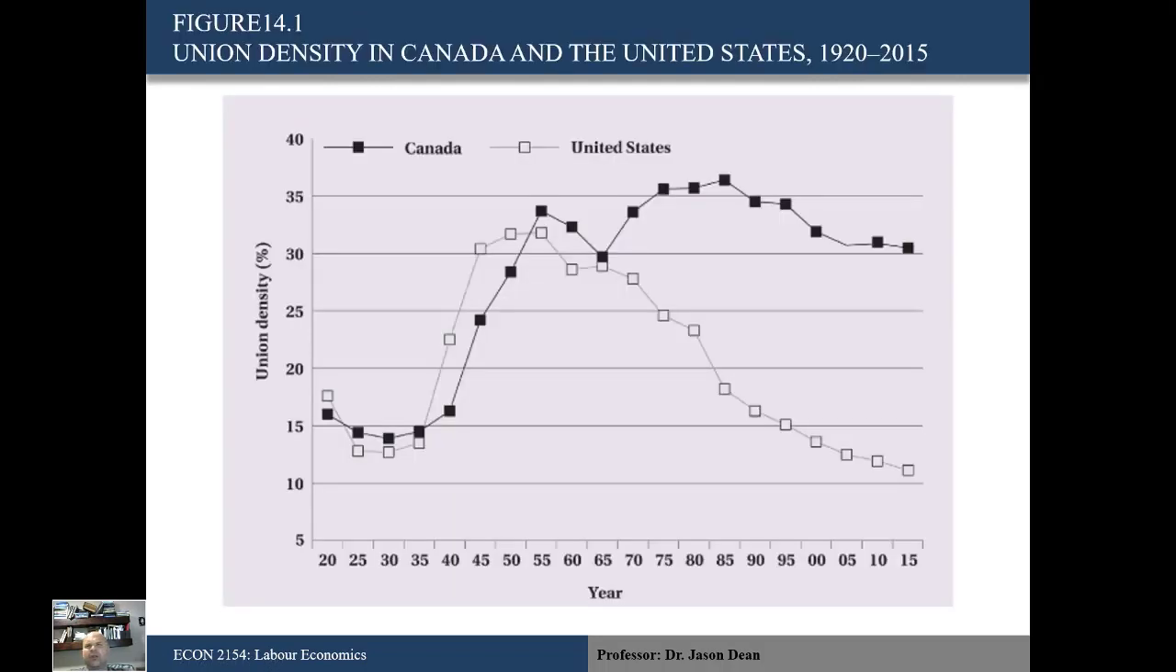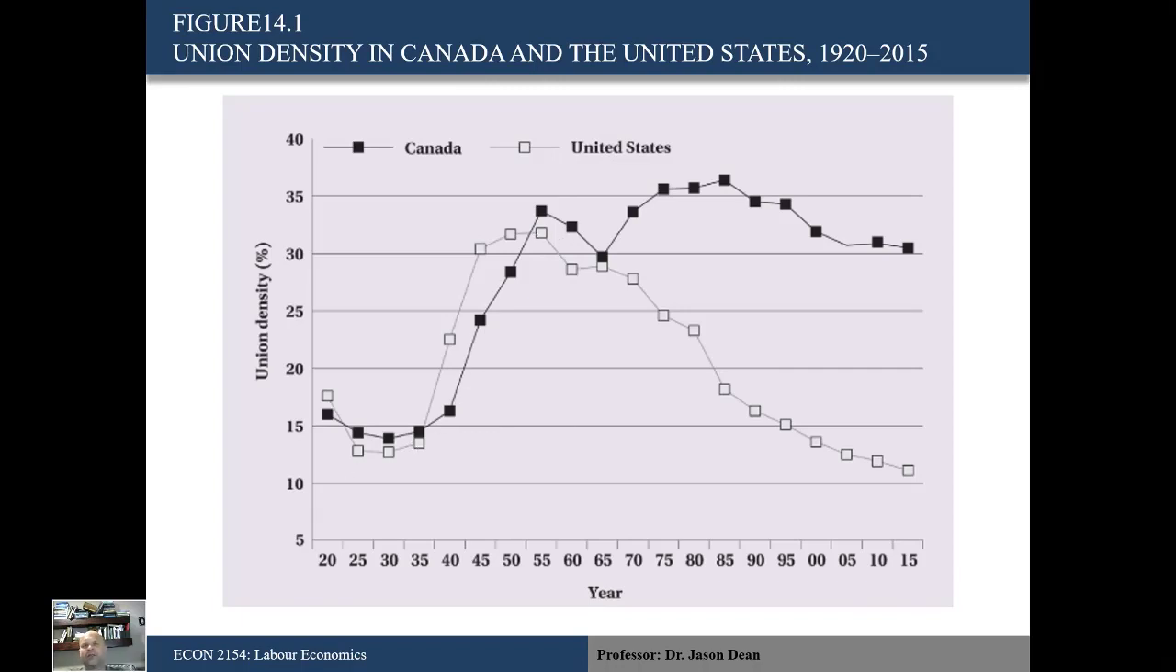In this chart, we look at the difference in union density over time between Canada and the United States. The measure that we're using here is non-agricultural paid work. So union density is the percentage of non-agricultural paid workers that are unionized. And we're looking at the period from 1920 to 2015.